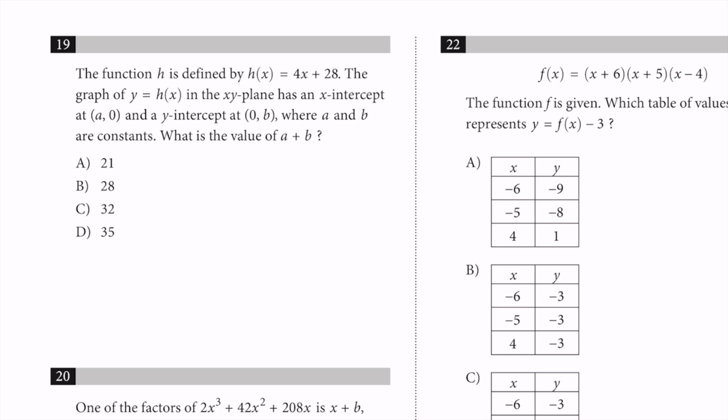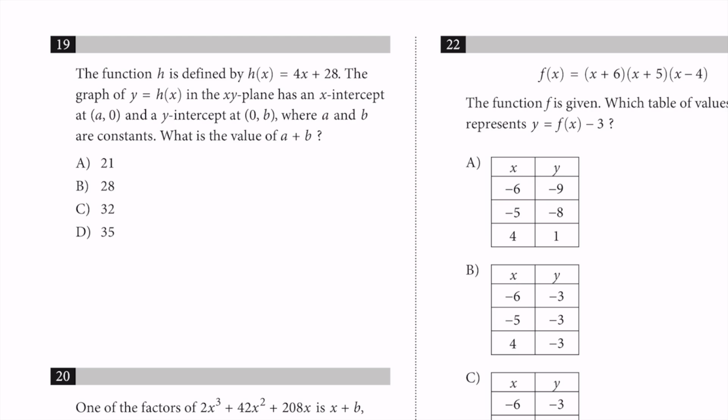All right, question 19. The function h is defined by h of x equals 4x plus 28. The graph of y equals h of x in the xy plane has x-intercept at a comma 0 and y-intercept at 0 comma b, where a and b are constants. What is the value of a plus b?